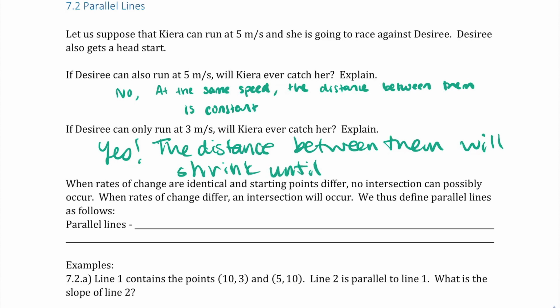When the rates of change are identical, and the starting points differ, like in the first example, then no intersection will happen. And if they're different, an intersection will occur, like in the second example. So, Mr. Thide is going to define parallel lines.